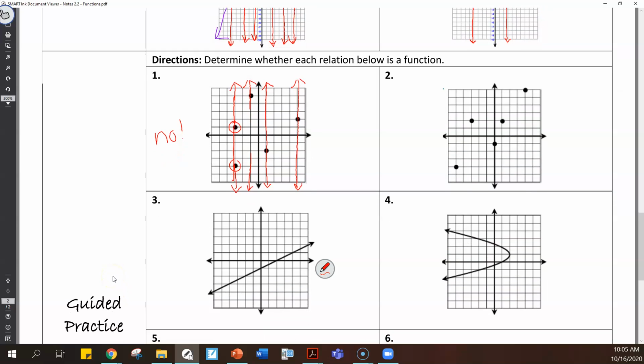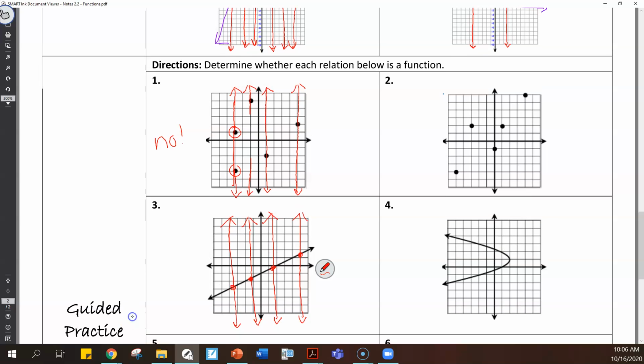Like I showed in the example, this is true also for continuous graphs, or graphs of lines or curves. And I can check this in various places. So it crosses right there and nowhere else. Same thing here and nowhere else. You can put a vertical line anywhere on this graph and you will never cross at more than one place.